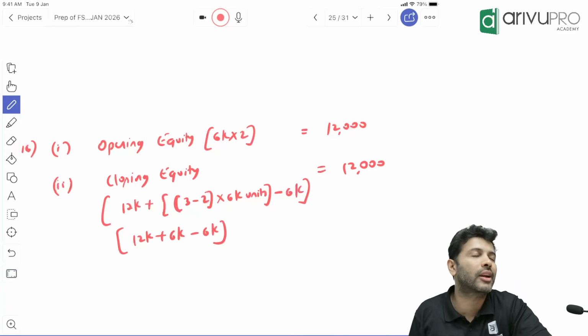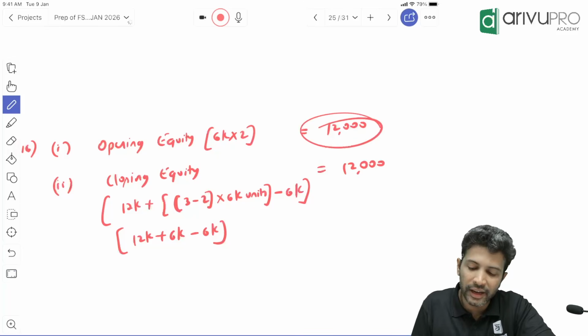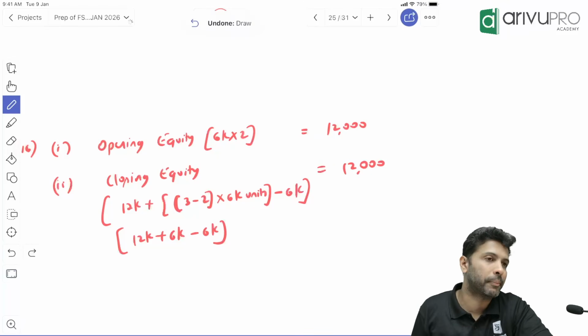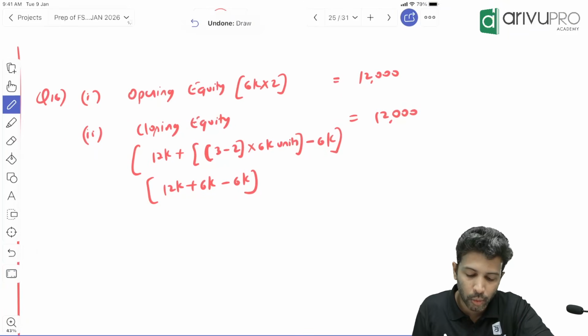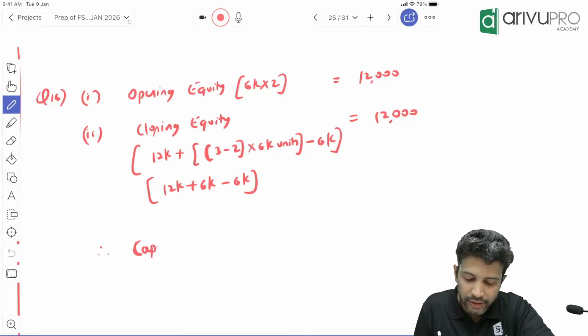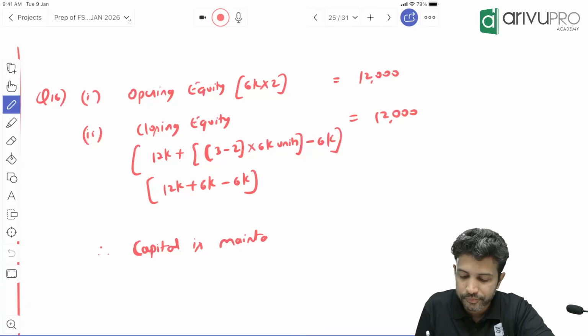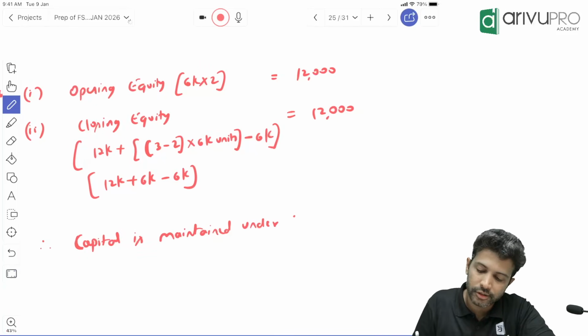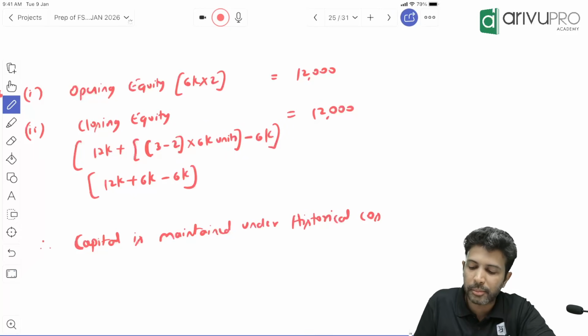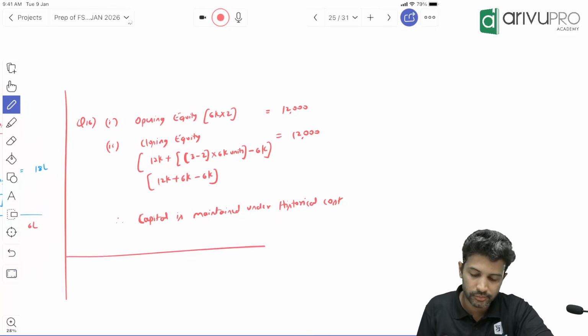How does historical cost method work? Opening equity and closing equity will be same. Is it same? Yes. Therefore, what is the conclusion? Therefore, capital has been maintained under historical cost. Capital has been maintained under historical cost.